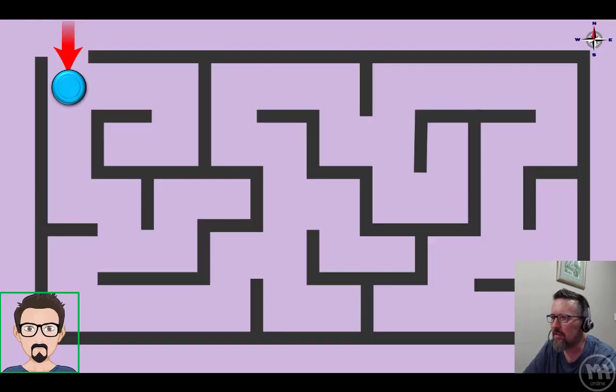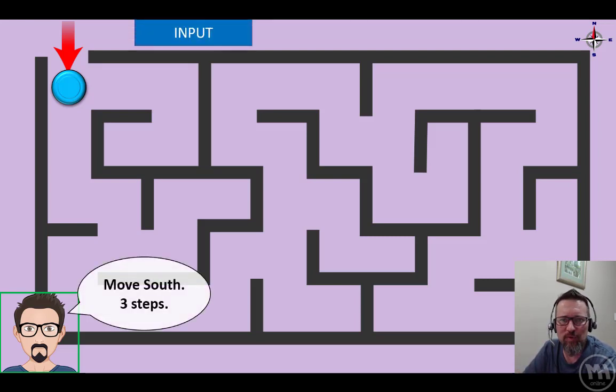Right, have a look. Here we have a maze, and we've got to get the marker from where it is now through to where the green arrow is. That's the exit of the maze, by giving it instructions. And I'm going to do this in terms of input, process, and output. So have a look. The first thing is input. That is an instruction: move south 3 steps.